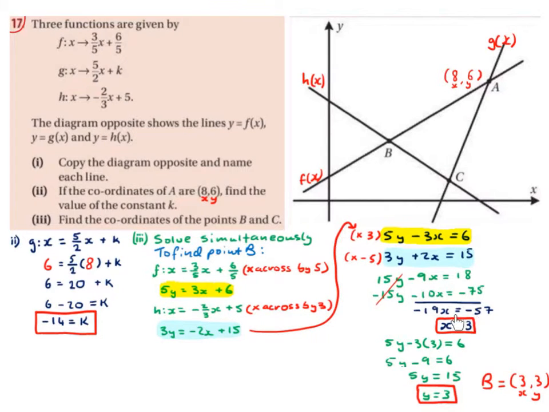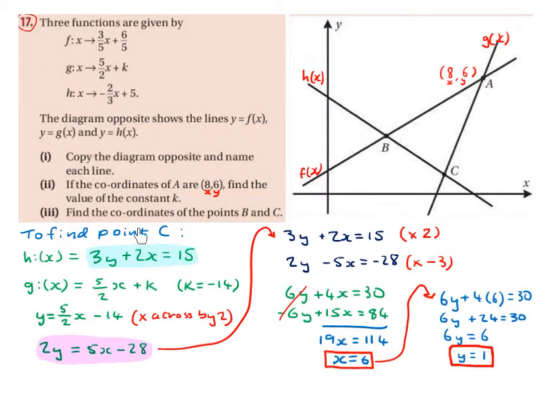We're now going to substitute 3 into one of the equations. So I'm going to go for this one. So I have 5y minus 3 multiplied by 3 is equal to 6. Minus 3 by 3 is minus 9. And 6 plus 9 is going to be 15. And 15 divided by 5 is going to be 3. So x is 3 and y is 3. So point B, which is here, is going to be 3, 3. So what we did was we took the equation of f of x, which is this line here. We took the equation of h of x, which is this line here. And we solved them simultaneously to find point B, which is 3, 3.